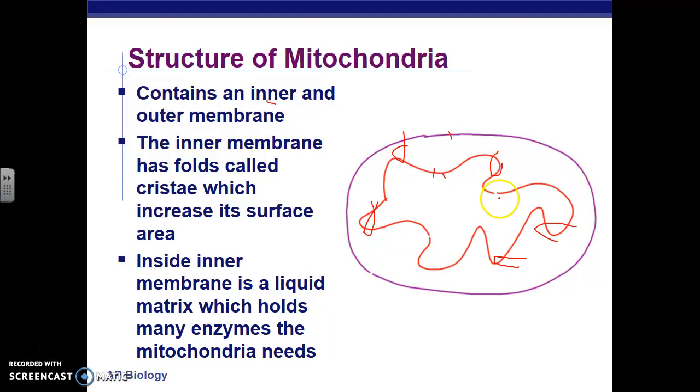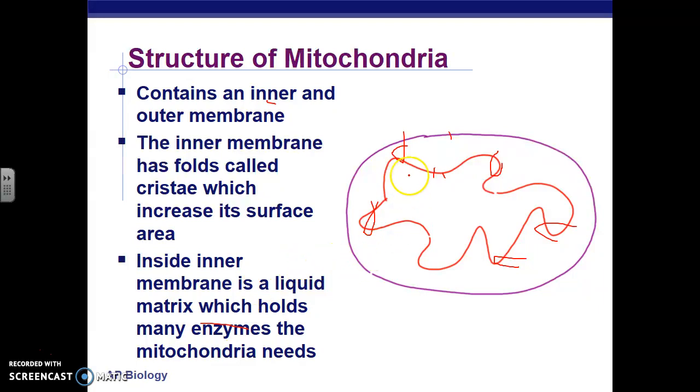Those folds in the inner membrane are called cristae, and their job is to increase surface area, which, as you know from cells, makes them able to absorb stuff to fill their volume more quickly. That's going to play a role in the mitochondria. And last, inside the inner membrane, we have this liquid area called the matrix. It's been a long day. The matrix contains enzymes, which the mitochondria needs to do cellular respiration.